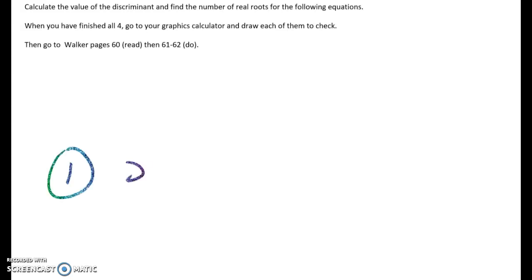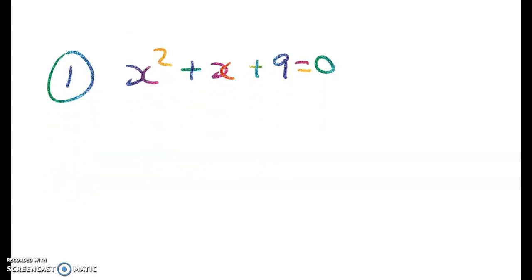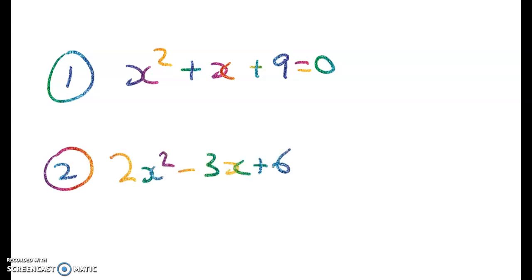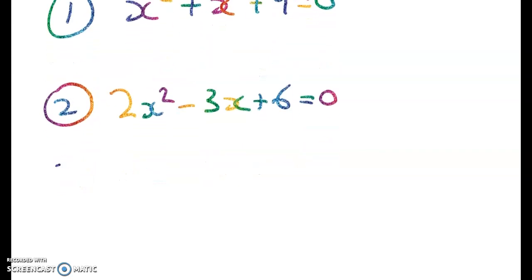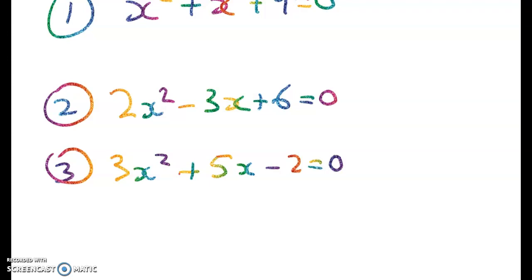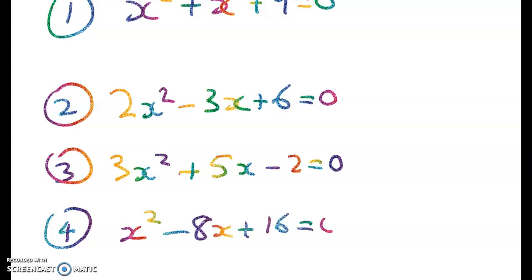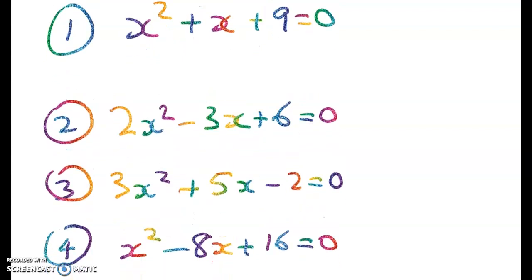Number 1, x squared plus x plus 9 is equal to 0. Number 2, 2x squared minus 3x plus 6 is equal to 0. Number 3, 3x squared plus 5x minus 2 is equal to 0. And number 4, x squared minus 8x plus 16 is equal to 0. So I want you to pause the video, try those, and then come back, and I'm going to go through the answers for these.